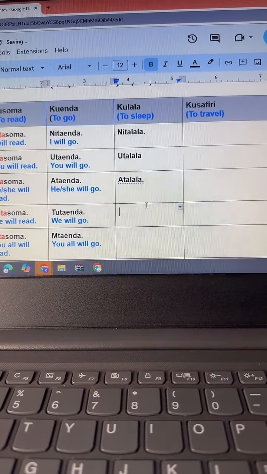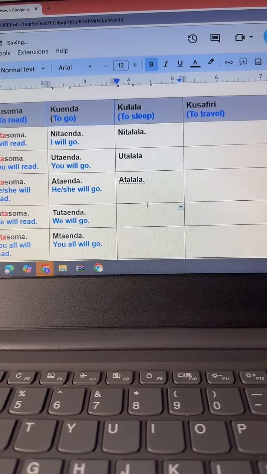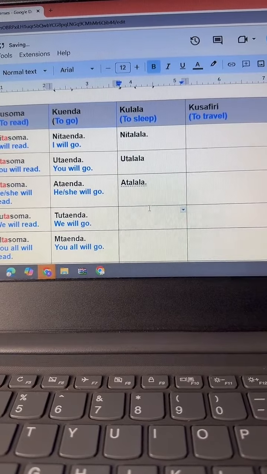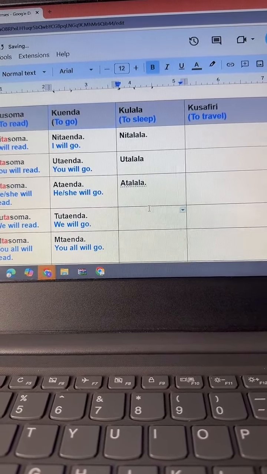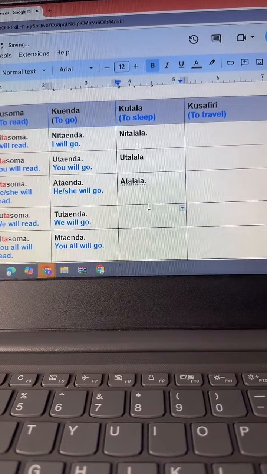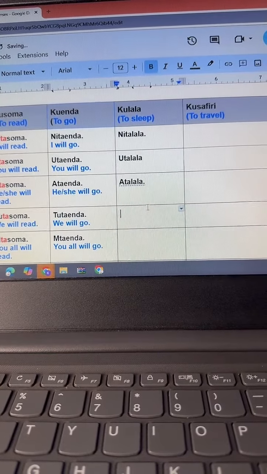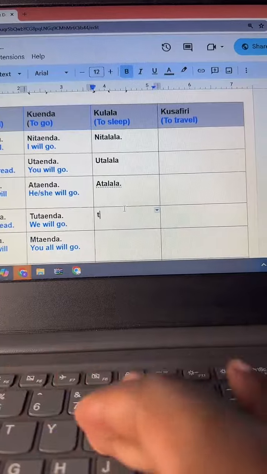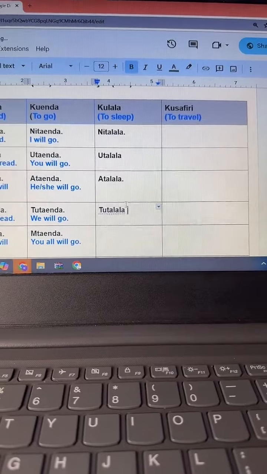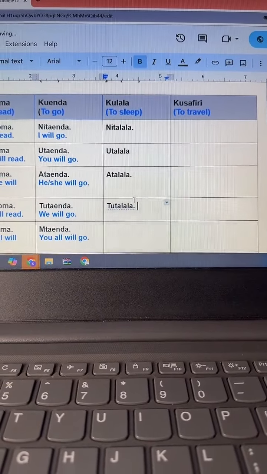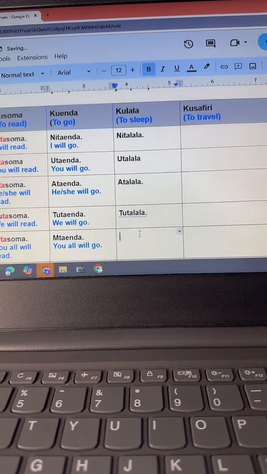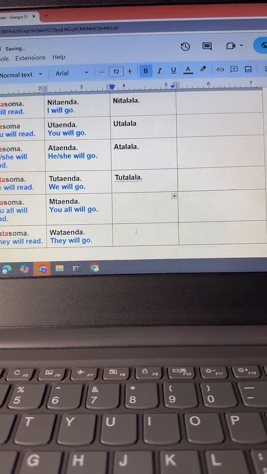Tutalala, sawa, vizuri. Tutalala vizuri sana. Your names mean love, very nice. Okay, tutalala. Sisi tutalala. Vizuri sana.